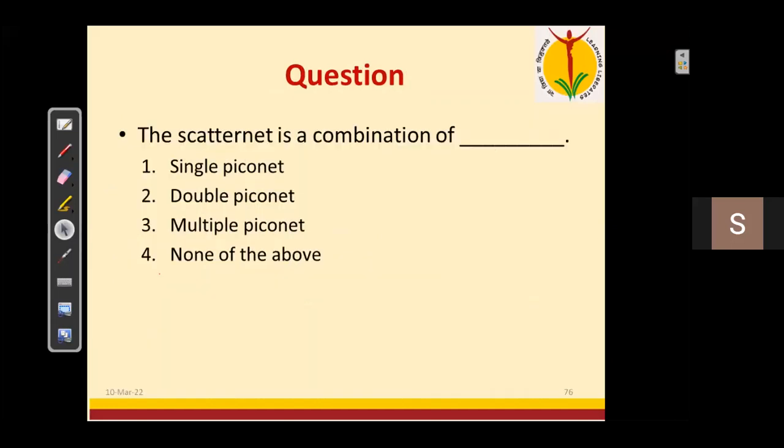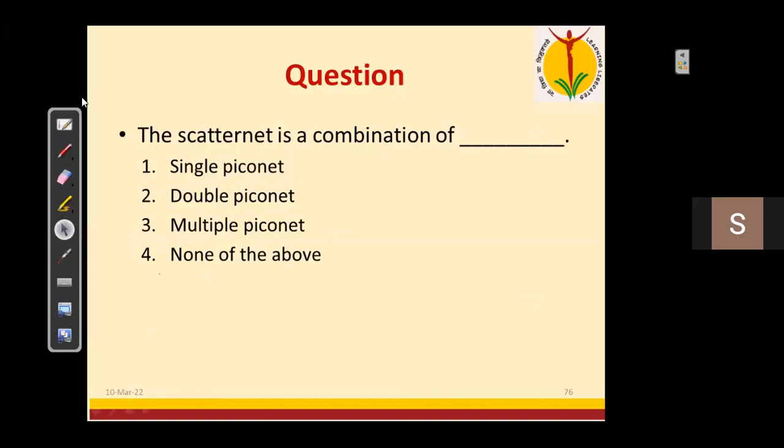Okay, a small quiz for all of you. You can give the answer on your own there. The scatternet is a combination of, okay, I have talked about the piconet. The scatternet is actually multiple piconets.